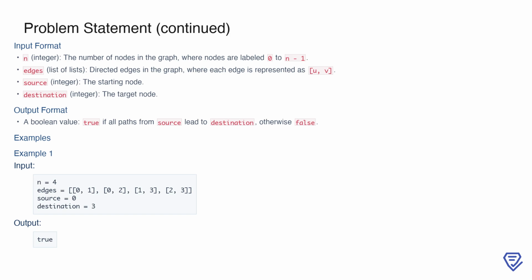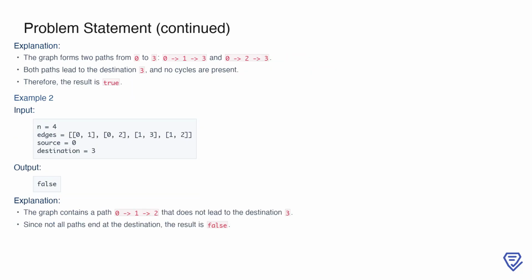The output of the problem is a Boolean value, true if all paths from the source lead to the destination, and false otherwise. For instance, in example 1, we are given a graph with 4 nodes and edges connecting them as shown. Starting from node 0, all paths lead to node 3, and no cycles are present. Thus, the expected output for this example is true.